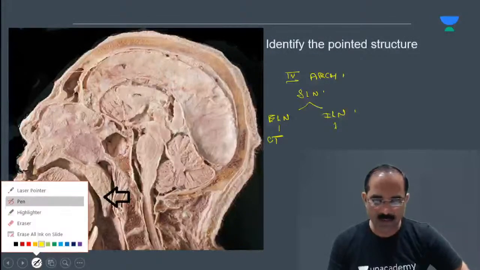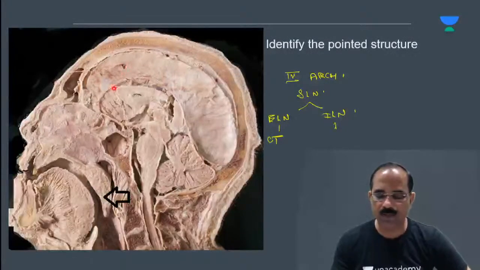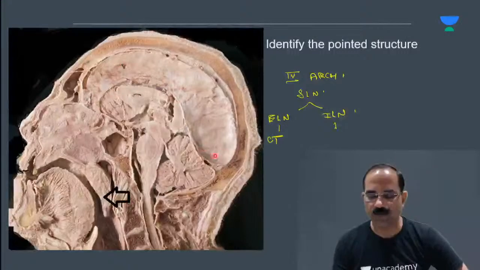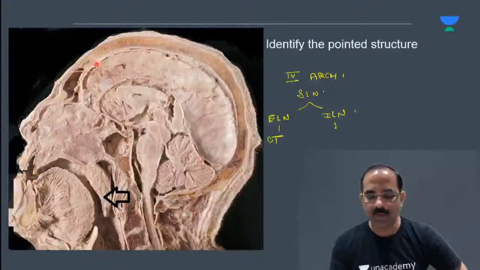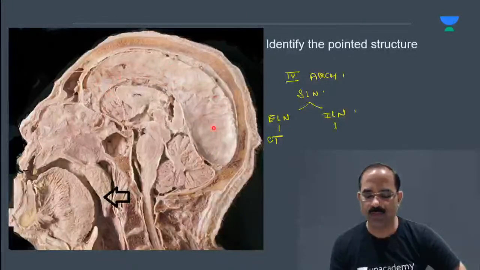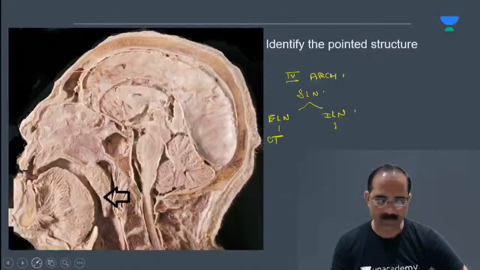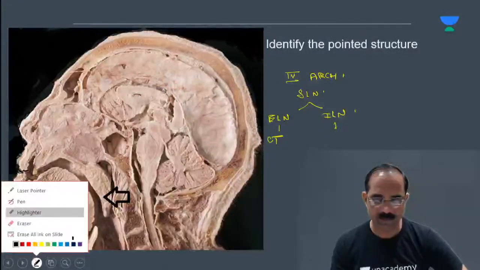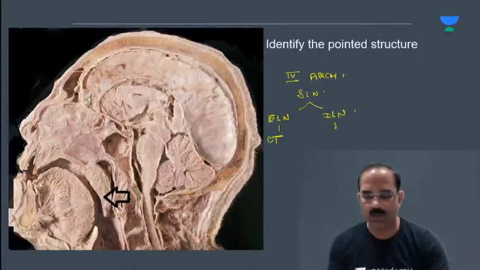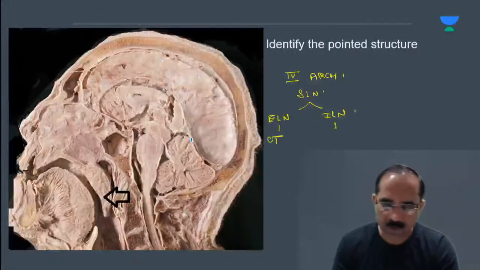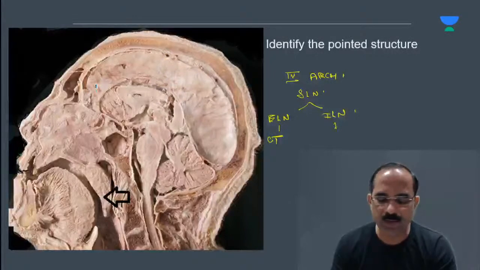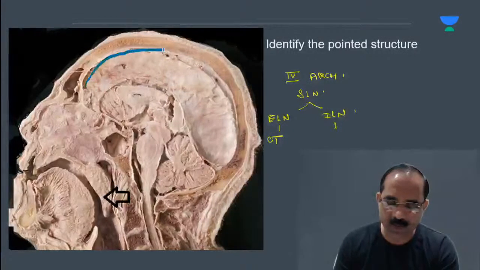Okay, students, identify this now. What am I pointing at here? What is this? Any guesses? Answer. Students, what is this? Any guesses? So here, falx cerebri. Very good, falx cerebri. Perfect. There's a sinus here.